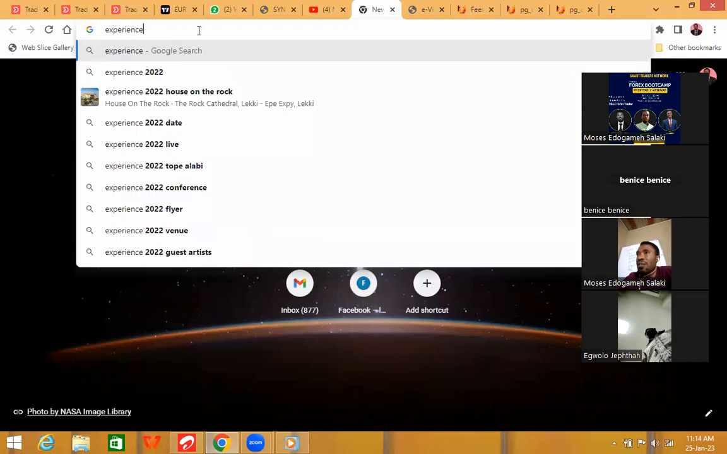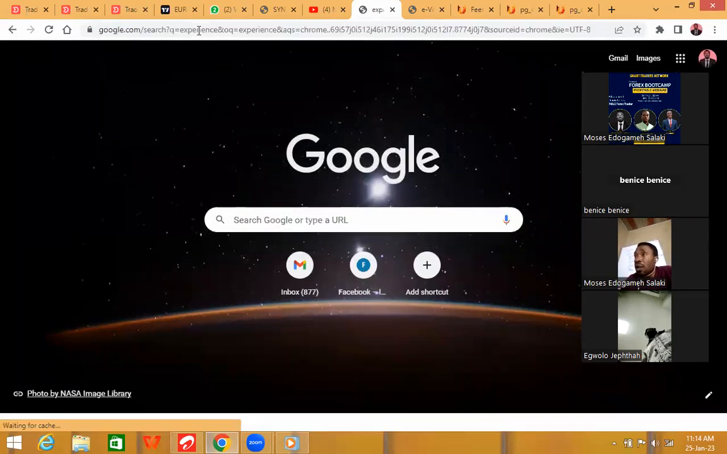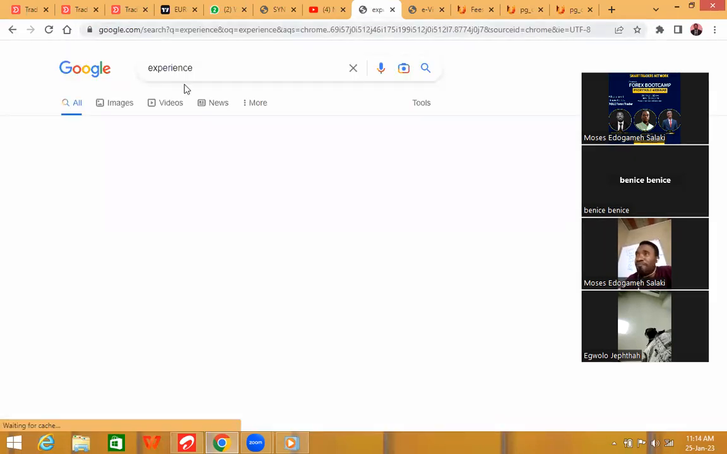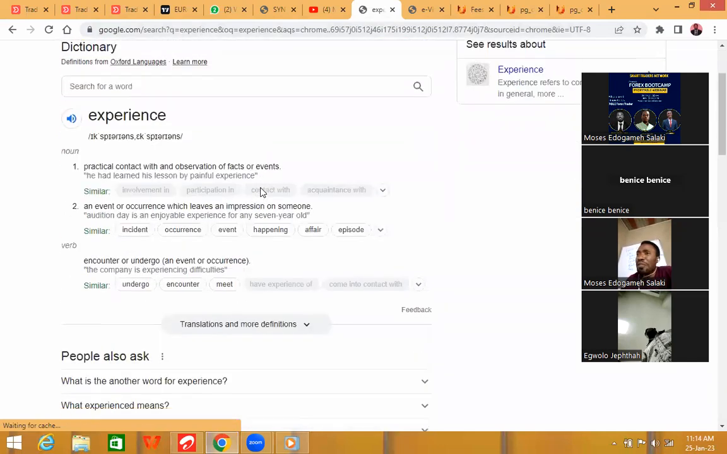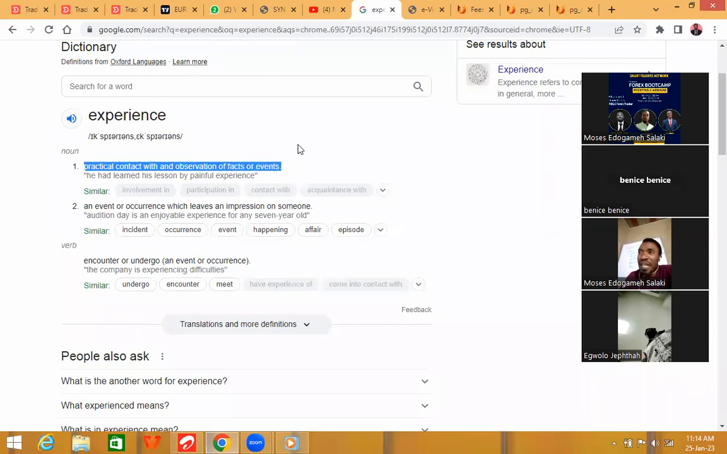Let me see if I can just look for the meaning of experience. I think you can see experience has to do with practical contact with, and observation of, facts and events. Number two, definition: an event or occurrence which leaves an impression on someone.